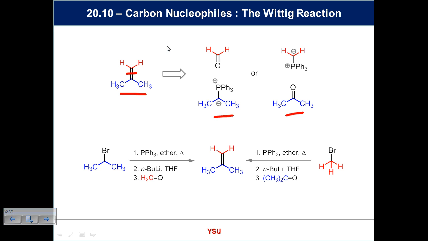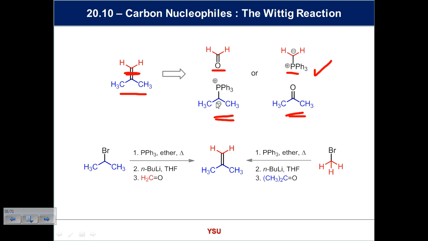Well, you can use the Wittig reaction. And what we can see now is we can split this double bond in two different ways. We can split it so that the top becomes the aldehyde and the bottom becomes the nucleophile, or vice versa, where the top is the nucleophile and the bottom is the electrophile. And it's your choice. In terms of experience, I would argue that this one is easier.